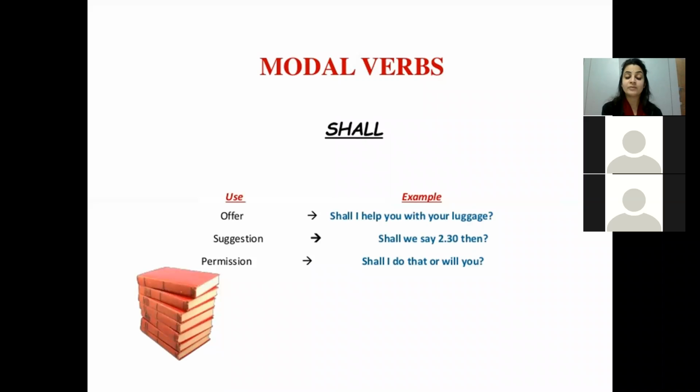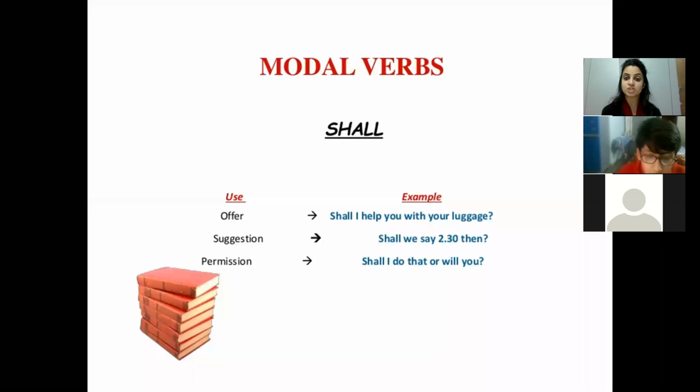Shall, when we are offering something. So, shall I help you with your luggage? I told you last week also that whenever we are asking a question, जिसमें first person हो, we will always use shall. We won't say, will I do this work? No, we will always ask, shall I do this for you? Suggestion, shall we say 2:30 then? Permission, shall I do that or will you?